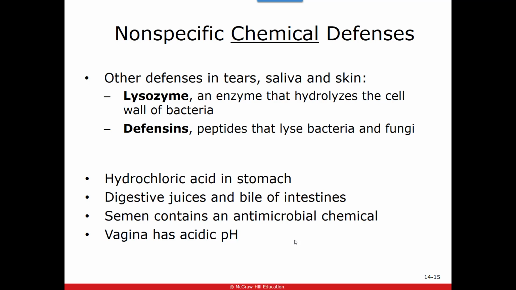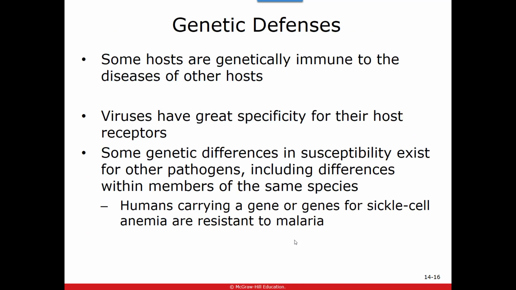Now, the third kind of first line of defense is genetic defenses. There are some hosts that are genetically immune to diseases of other hosts. An example: cats or dogs can get distemper. Humans can't. You can't get distemper from your cat because they sneezed on you. That is a host-specific disease. Just like if you had mumps or measles and you coughed on your pet, they're not going to get mumps or measles. There are genetic differences between different hosts that allow you to be immune to certain types of diseases.